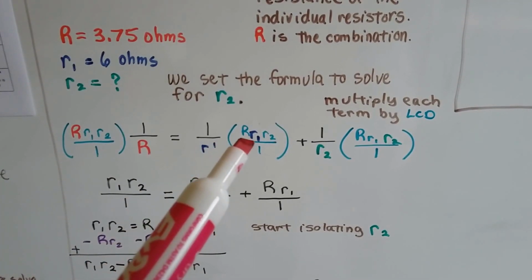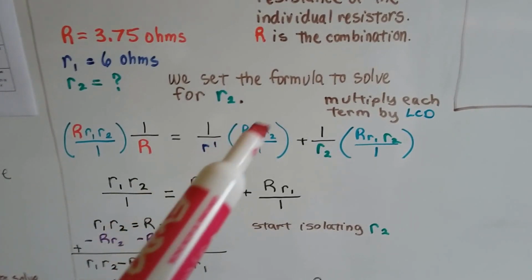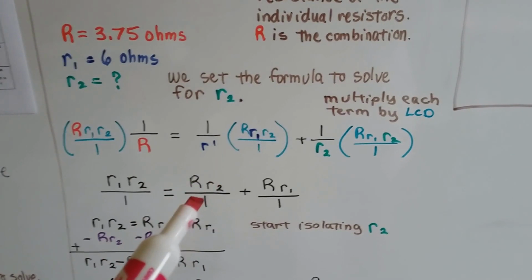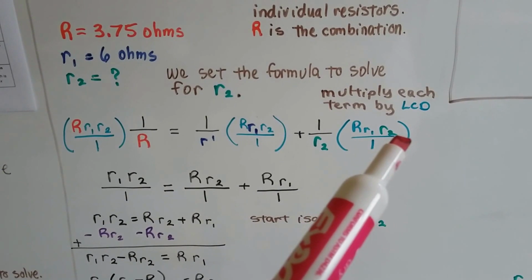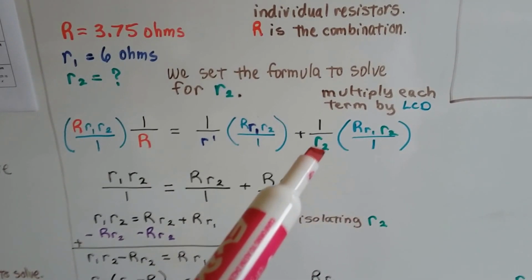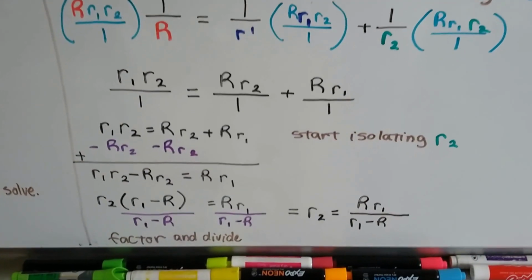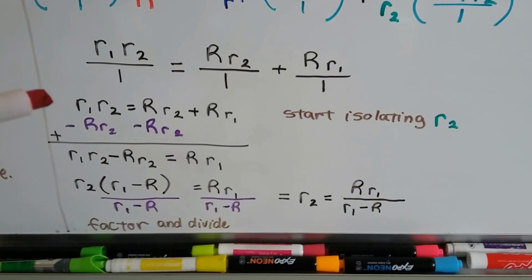This r sub 1 is going to cancel out that r sub 1. So the only thing left is going to be the capital R and the r sub 2 here. This r sub 2 is going to cancel out with that r sub 2 as a 1. So the only thing left is going to be an r sub 1 here. Okay? So now we can start isolating for r sub 2, because that's what we want to solve for.